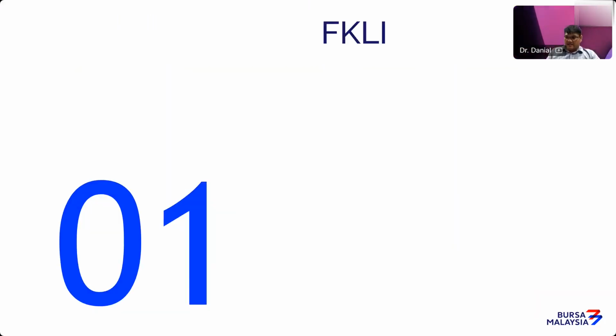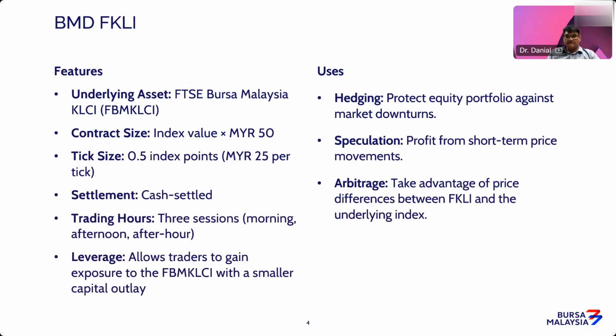Okay, hopefully you're still following me. First, FKLI. Let's take a glance at the features of BMD FKLI. The underlying asset is the FBM KLCI, the contract size is index value times 50 ringgit, and for the tick size, every one index point movement equals 50 ringgit.